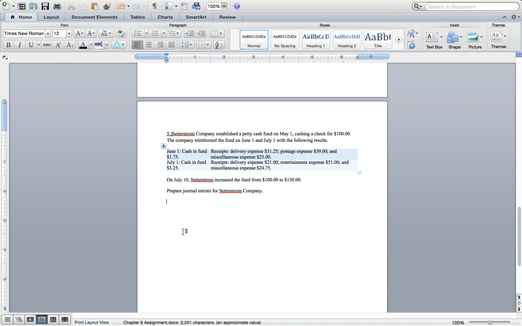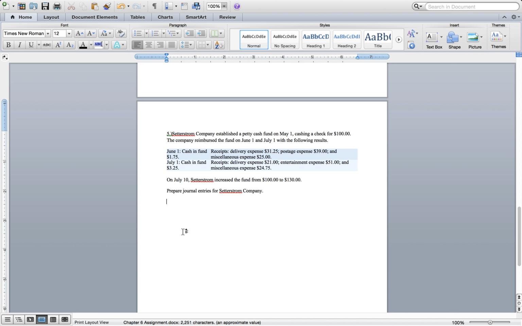And let's go to the last one now. Alright, now we're doing petty cash again, except it's going to be various entries. So start with the first one. First says, some company established a petty cash fund on May 1st for writing a check for $100. The company reimbursed the fund on June 1st and July 1st with the following results. The last one says, on July 10th, increasing from $100 to $130.